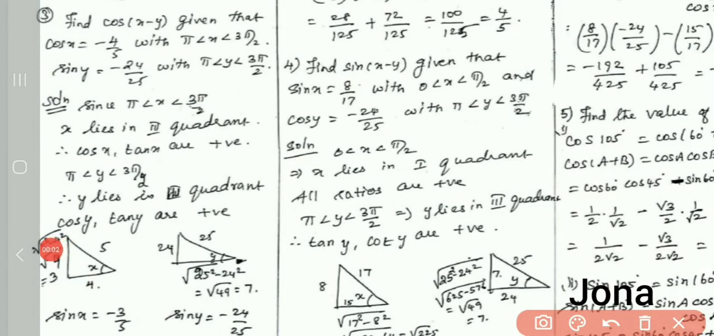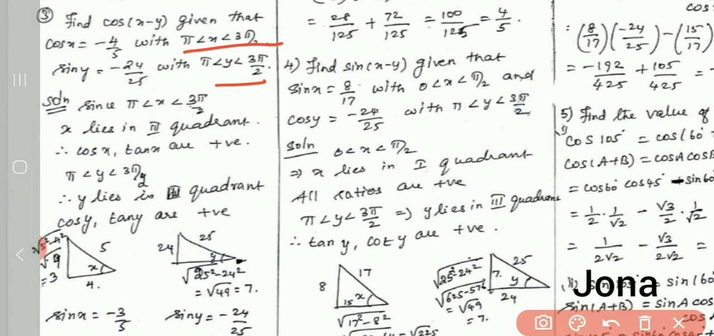Third problem, find cos of x minus y given that cos x equal to minus 4 by 5 with x lies between pi and 3 pi by 2, sin y equal to minus 24 by 25 with y lies between pi and 3 pi by 2.